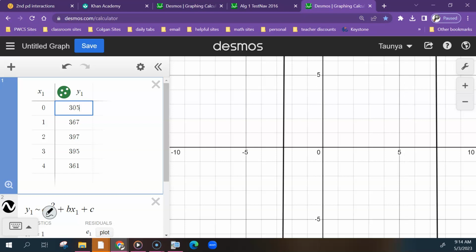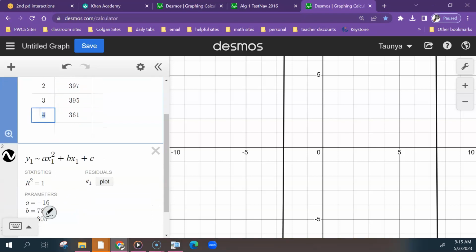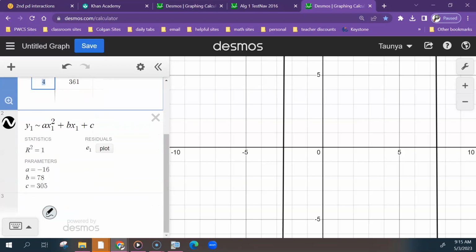This table also kind of shows that, but in this one, you're going up and then it starts to come back down. That's also how you can tell that's quadratic. So your equation for this one is going to be negative 16x squared plus 78x plus 305.